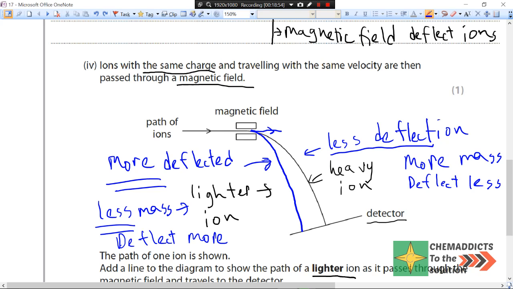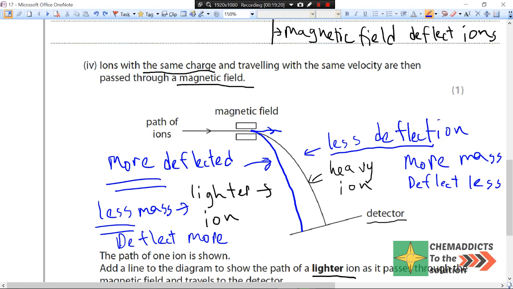Let me summarize these things once again. Lines must not originate from the magnet. Another point is lines must be deflected after passing the magnet. Then lines must hit the detector.